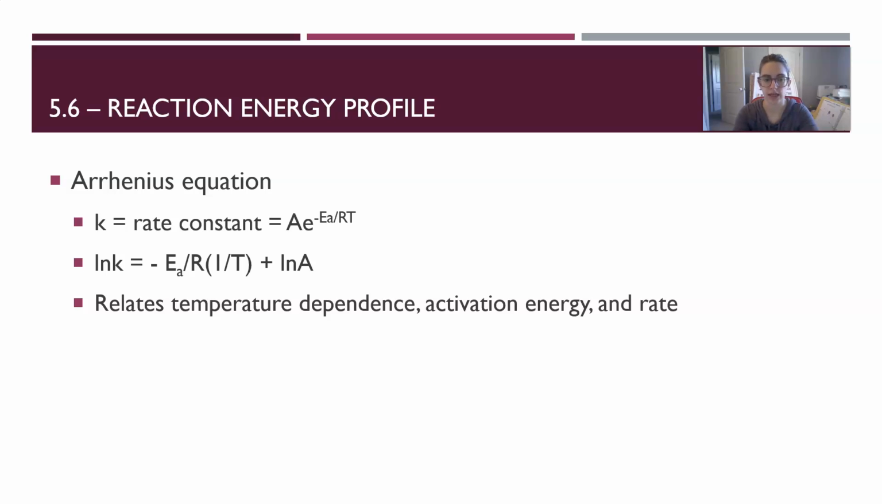There is an equation that relates the rate constant to the activation energy, and that's called the Arrhenius equation. That's where k, which is our rate constant, is equal to A times e to the negative Ea divided by RT, which we can also write as an equation of a line where the natural log of k equals negative Ea divided by R times the inverse of T plus the natural log of A. So this equation relates the temperature dependence, the activation energy, and the rate all together.